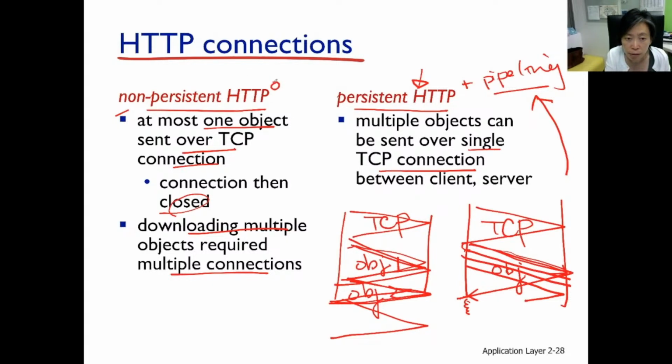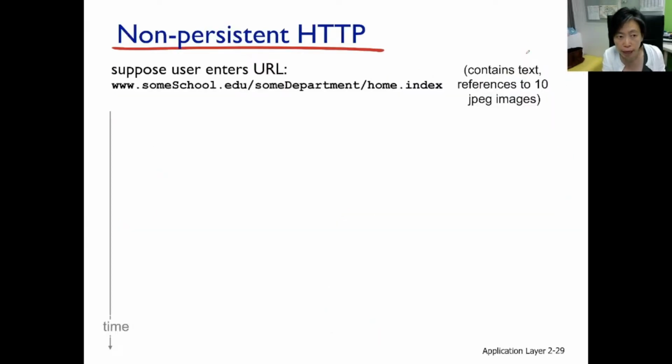And by the way, this is HTTP, the 0.9 version. And persistent HTTP without pipelining, that's the HTTP 1.0 version. And the one with the pipelining is the HTTP 1.1 version. All right. Now let's go through the animation for the very standard non-persistent HTTP protocol's behavior.